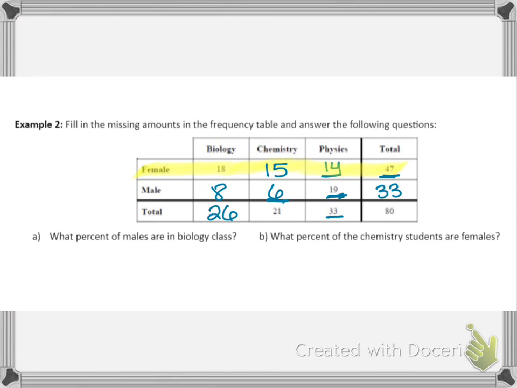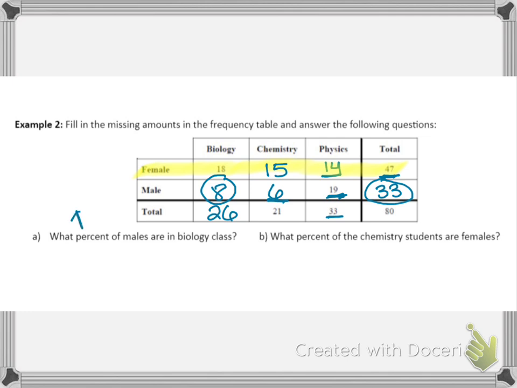Now that we've filled out all of our frequency table, there are a couple questions for us to answer. Part A is asking us what percent of males are in biology class. So if I look at my table here, I know that there are 8 males in the biology class and a total of 33 males overall.